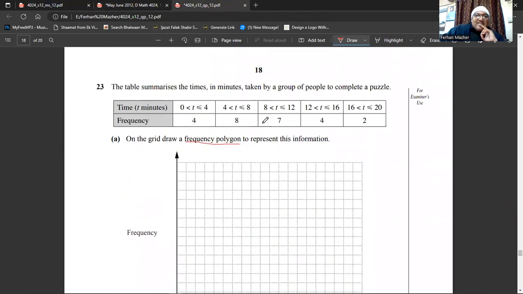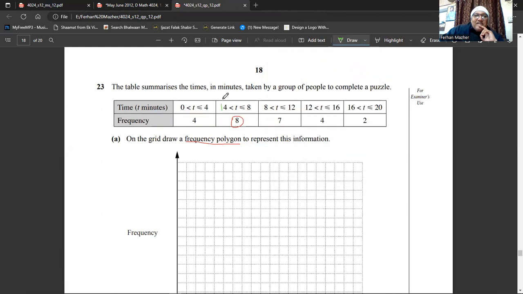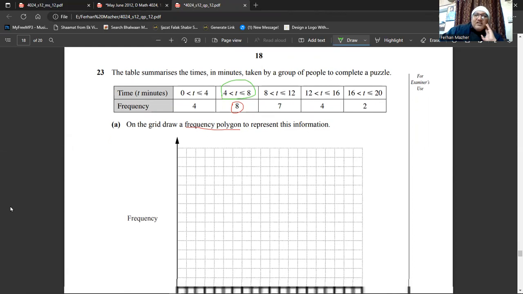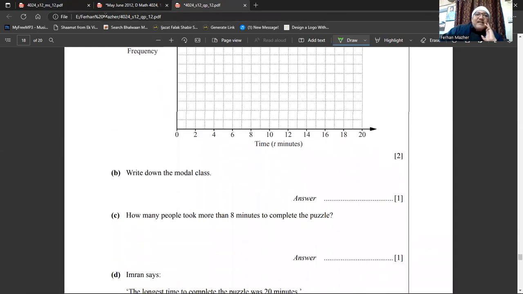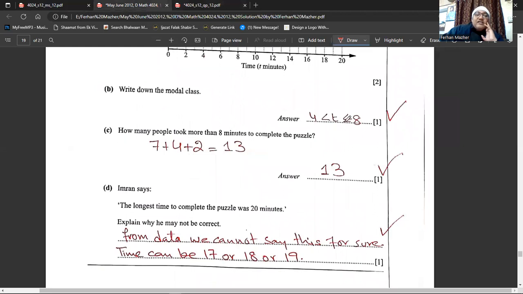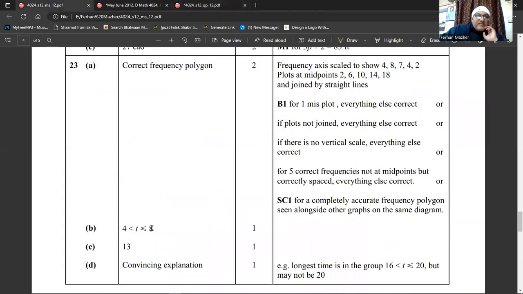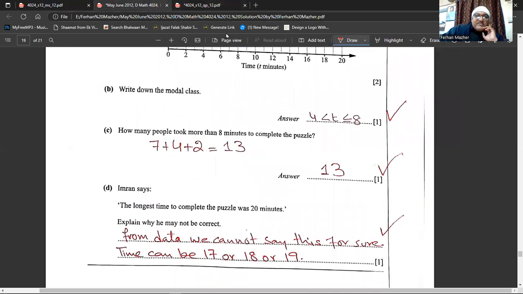The modal class is that class which has the highest frequency. The highest frequency is this, so the modal class will be this. The class which has the highest frequency, that is your modal class. So the modal class will be t greater than 4 and less than or equal to 8. Let me check here. You can see our answer is right.